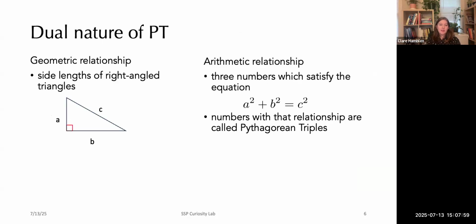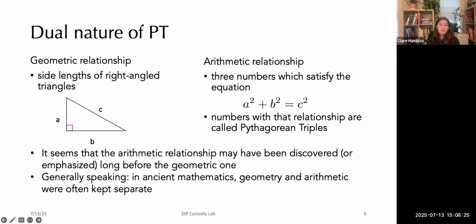One perspective to think about is that the theorem has this dual nature. On the one hand, it's a geometric relationship. It says something about the side lengths of right-angled triangles. On the other hand, it's an arithmetic relationship. It's about three numbers that satisfy some particular equation. And numbers with that relationship are called Pythagorean triples. It seems that actually these two relationships, geometric and arithmetic, weren't always understood together.